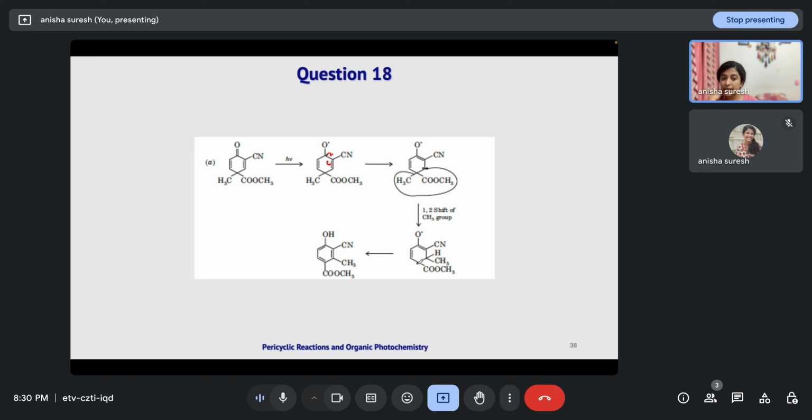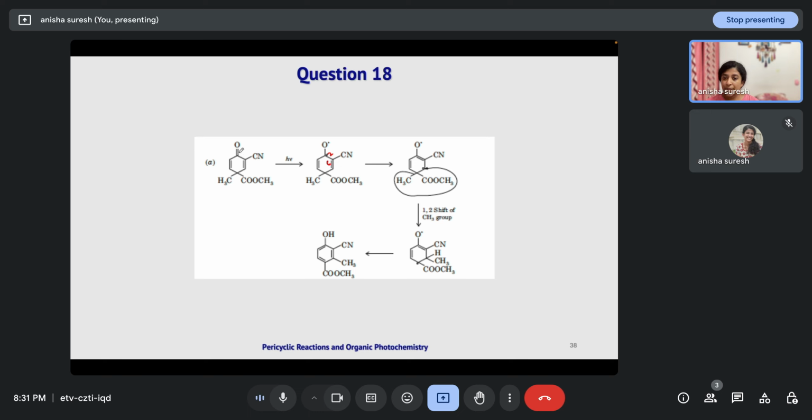As you can see here, this is a tertiary radical. Also it is stabilized by this electron withdrawing ester group. Now proton abstraction and rearomatization will lead to formation of the final product. So this is the final product that is formed in this reaction. The key step is this 1-2 shift of the methyl group.